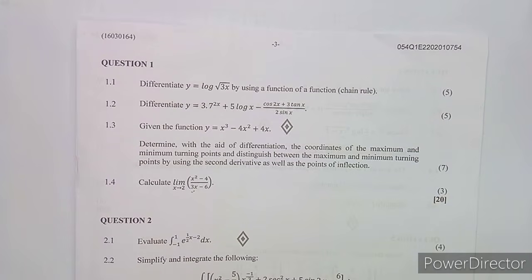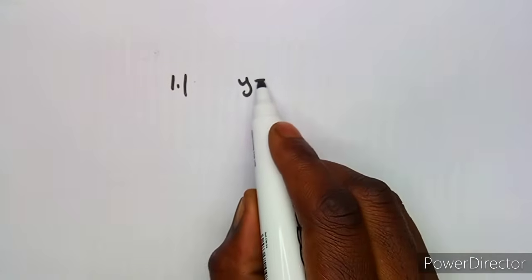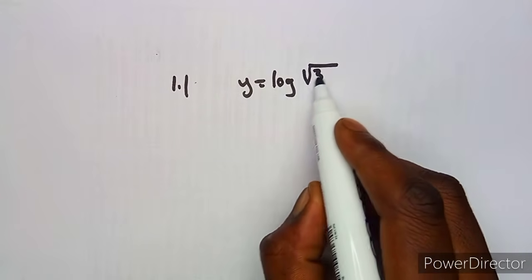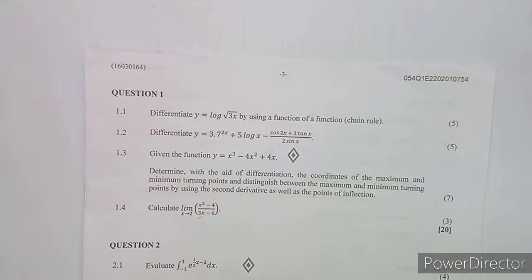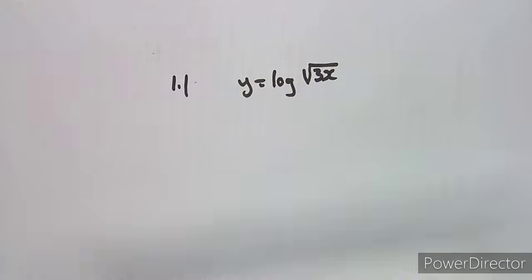So we shall quickly rush through the question paper. The first question, 1.1, asks us to differentiate y is equal to log square root of 3x, using function of a function or the chain rule. That is the question we have, and we've got 5 marks for that.